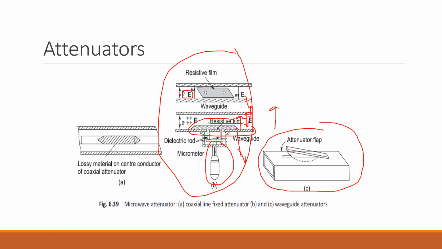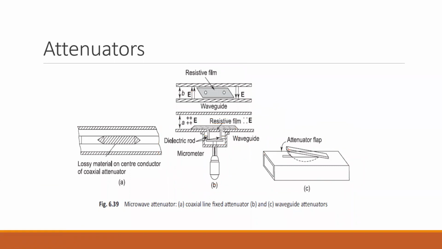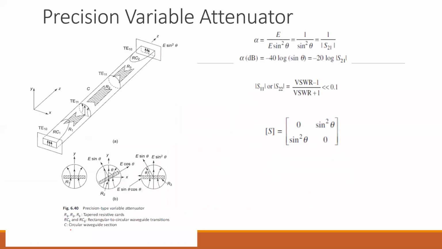In this, you can see that this is a waveguide that is being displayed, this part. In that waveguide on top, you have a flip which is being introduced. You have a slot over here and there is a flip. To that flip, the resistive material is connected. So when you move this flip in either direction, it either increases or reduces the attenuation. Here also, you have the resistive element. So this is the attenuator we have looked into.